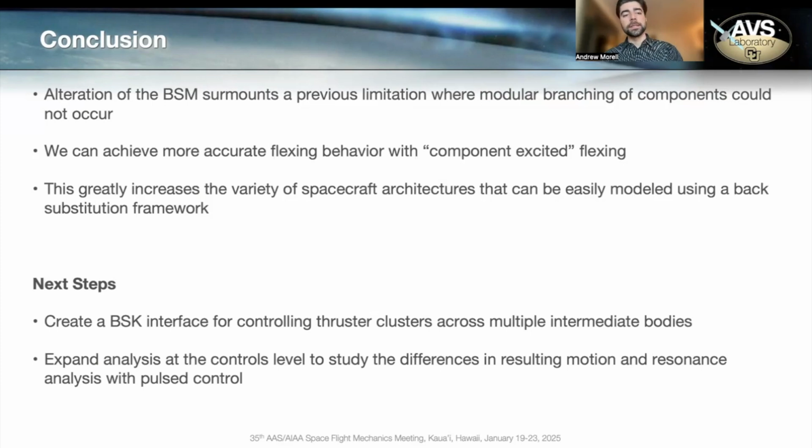I think some interesting next steps to this work would be creating a Basilisk interface for controlling thruster clusters across multiple intermediate bodies. You can imagine that normally you would request from your thruster cluster some force and torque that you want exerted on the spacecraft, assuming that cluster is always going to be mounted in the same way on your central body. But now with thruster arms and these thrusters spread across our spacecraft, we'll need some more intelligent controllers to consider where those thrusters currently are when deciding which should fire and when, to get a desired force and torque output across the total vehicle.